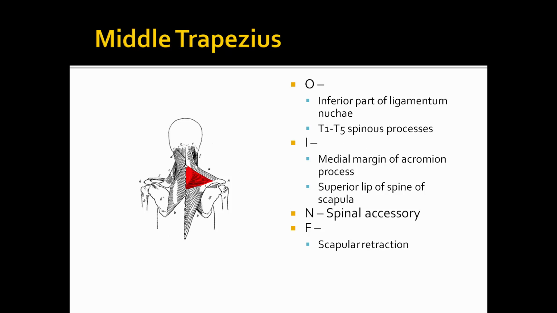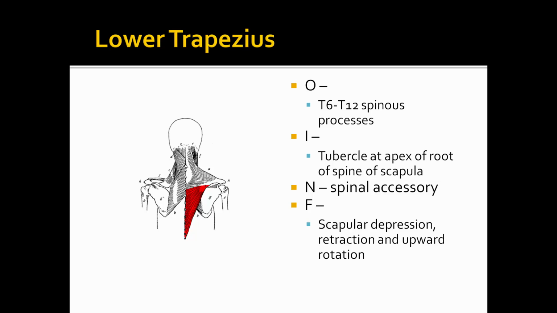Then you have your middle trap, which are the middle fibers of this big triangular or diamond-shaped muscle. The middle traps are primarily used for retraction of the scapula. Then you got your last ones, which are your lower traps, which are responsible for scapular depression, retraction, and upward rotation. Any questions? Oh, well, you got two more, I'm sorry.